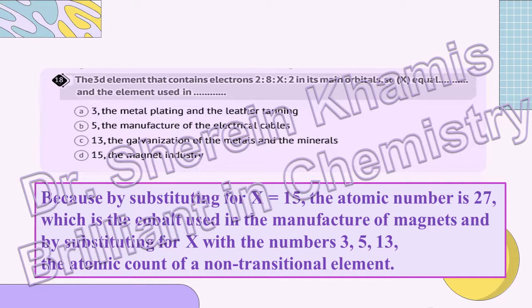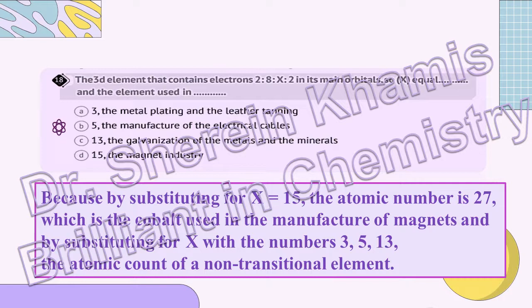element that does not contain 2x, 8, and x. At the end we have 2 electrons. Okay, that we use it in what? Okay, we have a transition element present in the elements that we use, that we have 5 in x, that the manufacturer used in the manufacture of electric cables.